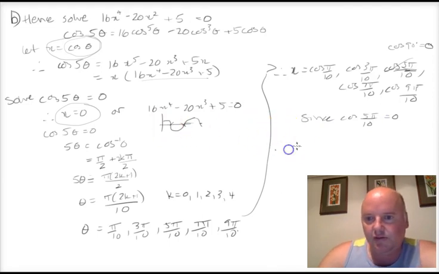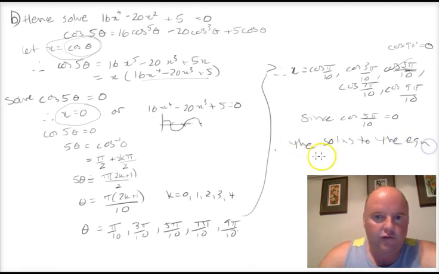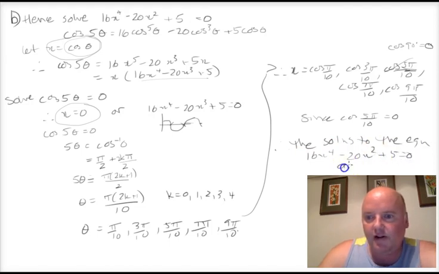the solutions to the equation, I'd write it out again, 16x to the power of 4 minus 20x squared plus 5 equals 0, are, and just list these ones, that one, that one, that one, and that one. There's your 4 answers to it.